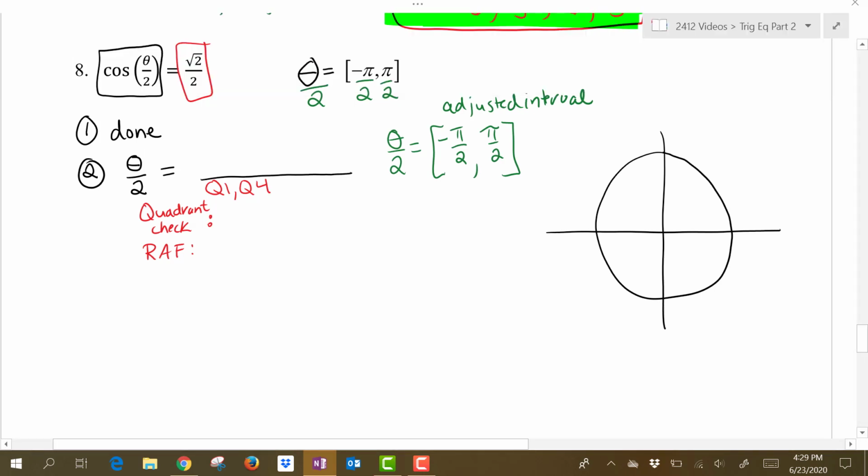Okay, what is our reference angle family? What angles have a cosine ratio of square root of 2 over 2? That would be, was that pi over 4? So you want to make sure that you're familiar with your unit circle and the angles. So it's pi over 4 from quadrant 1. What would that be? 7 pi over 4 from quadrant 4.